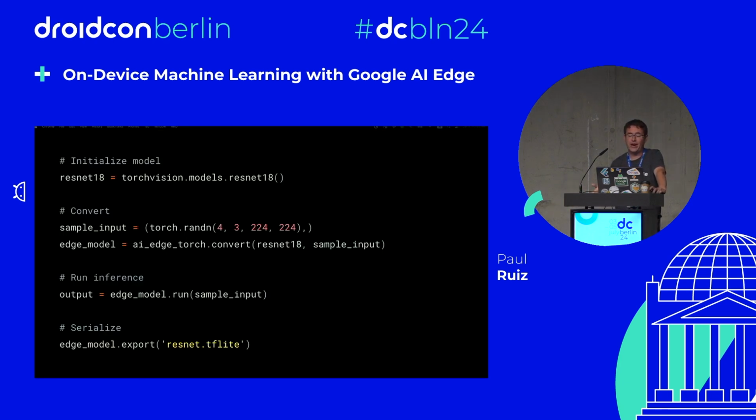To give you an example of how this works, the Python code on the screen here takes the ResNet model that was trained with the PyTorch framework, converts it to the TensorFlow Lite format, and then exports that with just a few lines of code. One thing worth mentioning though is that you do need to know a little bit about the model to be able to do some of this stuff.